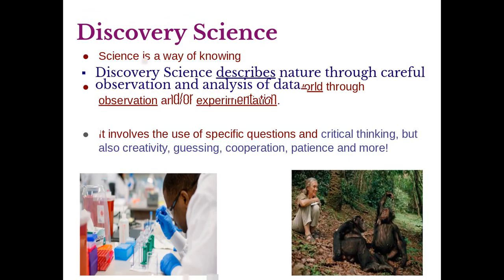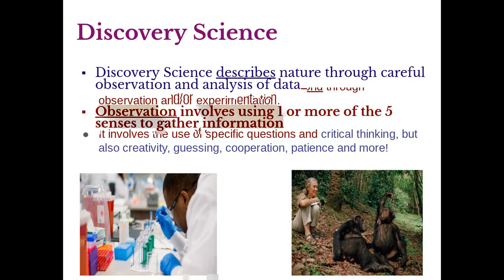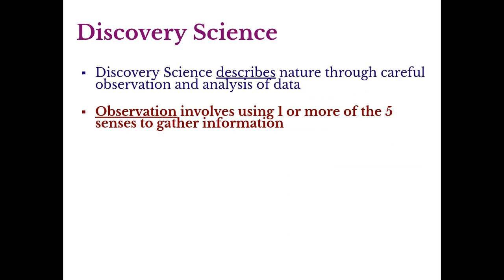If we look at some types of science and kind of start here, we could say that discovery science is a type of science that relies on descriptions. So making careful observations about the natural world, and then, of course, analyzing those observations to try to make sense. So a basic definition here is, what is an observation? An observation is just using your senses to gather information about the natural world.